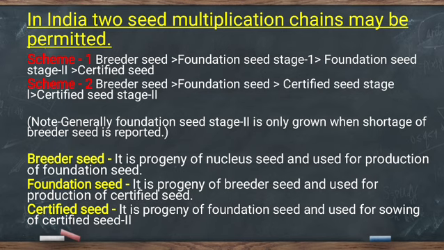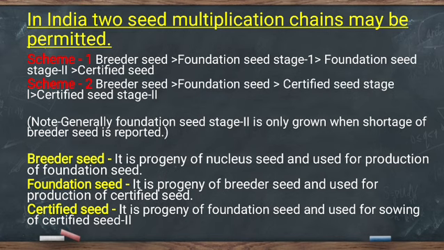Scheme 1: breeder seed, foundation seed 1, foundation seed 2, certified seed. Scheme 2: breeder seed, foundation seed, certified seed 1, certified seed 2. Generally, foundation seed stage 2 is only grown when a shortage of breeder seed is reported.